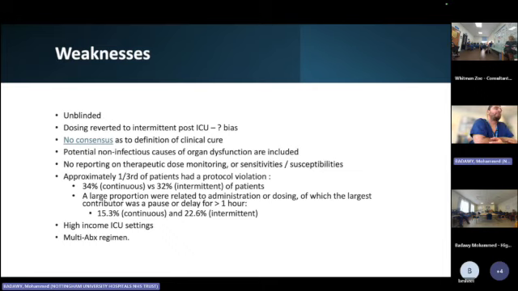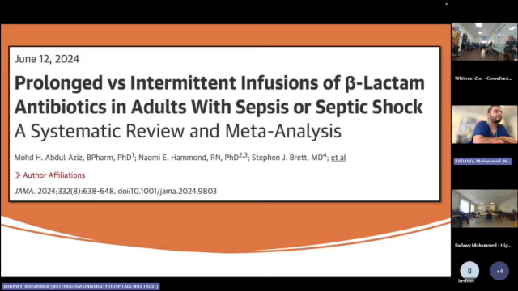Almost a third of patients had protocol violation, and it's largely related to delayed dosing by more than 1 hour or stopping the continuous infusion for a bit due to transfers, losing the line, scans, and all of that. This trial has been conducted in the context of high-income ICU settings, so it's quite hard to generalize that to countries with low income or low resources. And multi-antibiotic regimens can be confounding: if the patient is on tazocin and vancomycin, they may have got better because of the vancomycin, not because of the tazocin.